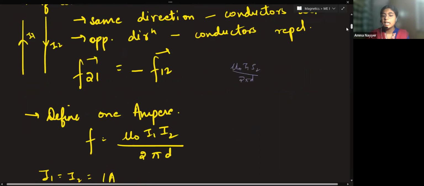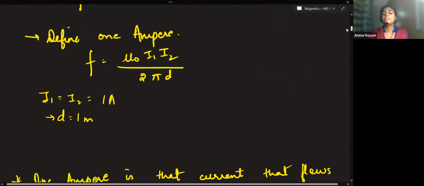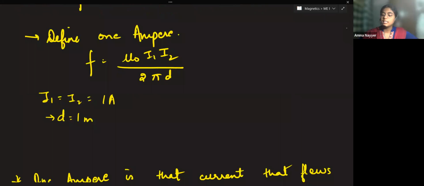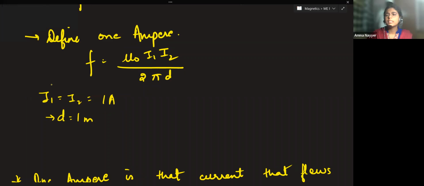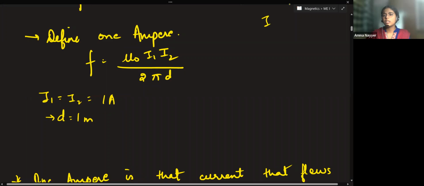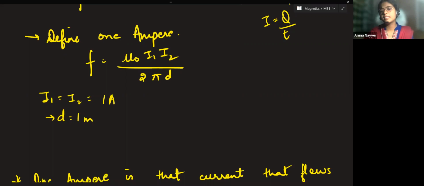One more thing that is asked is to define 1 ampere. Generally, in your exam it is usually from current electricity. There you have to show that 1 ampere is 1 coulomb divided by 1 second. That is 1 ampere, 1 coulomb per second. This way you can define 1 ampere.